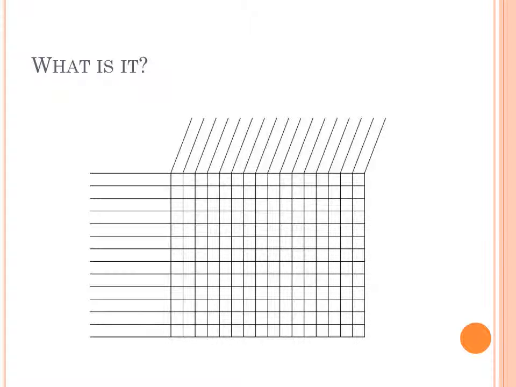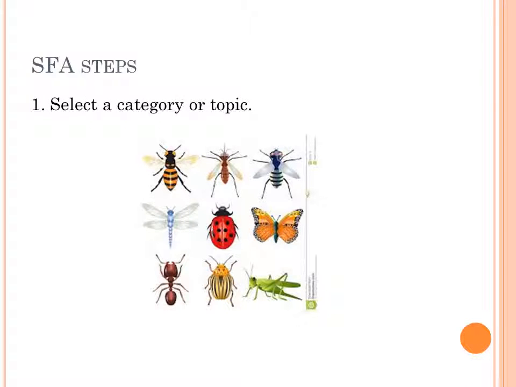This picture is an example of how to set up an SFA grid. There are four main steps that will help you set up and execute the SFA model. The first one is to select a category or topic. In my example, to model this, I will be comparing insects. The second step is to provide students with key vocabulary words and important features related to the topic.